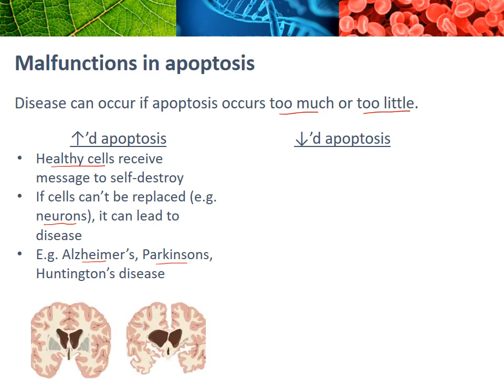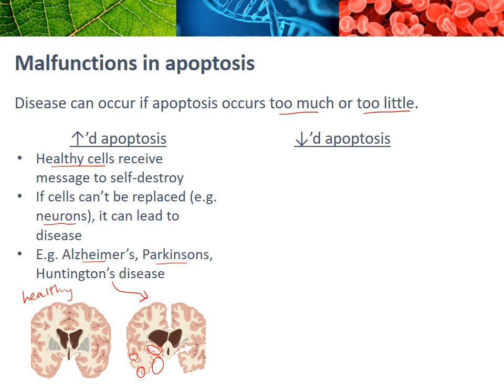So in this image here, you can see on the left that's a healthy brain. And then this is a brain with Huntington's disease. If you look around the outside, you can see all these big gaps where the brain has actually started wasting away because too many brain cells are being destroyed when they shouldn't.